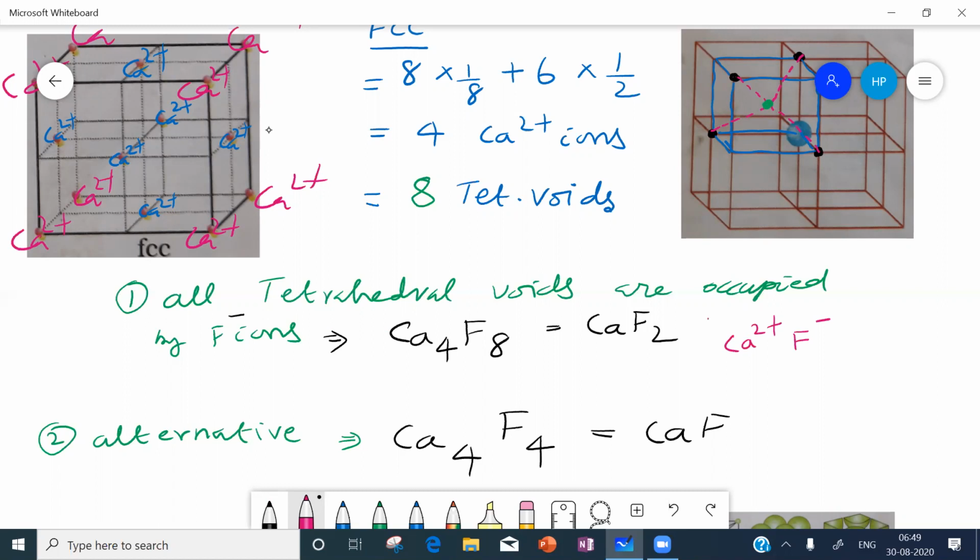Because what is the calcium fluoride formula? The calcium ion is Ca2 plus, the fluoride ion is F minus. If you cross multiply, you get the formula of calcium fluoride, that is CaF2. So in the first case, what formula are we getting, and in the second case, what formula are we getting? You know the formula of calcium fluoride. From this, come to the conclusion whether F minus ions occupy all tetrahedral voids or alternate tetrahedral voids. What do you say?